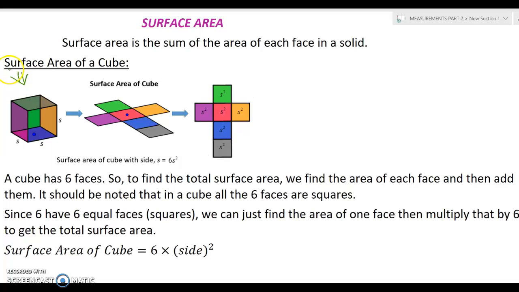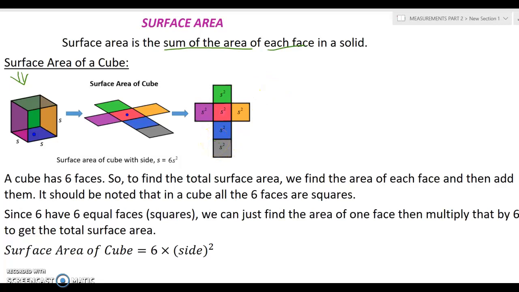So now, the surface area of a cube is, first of all, how many faces does a cube have? So a cube has 6 faces. If you have a cube in front of you right now, count how many faces. So a cube has 6 faces. As the definition says, the surface area of a cube would be the sum of the area of each face, right? So that means we're going to find the area of each face and then add them up.